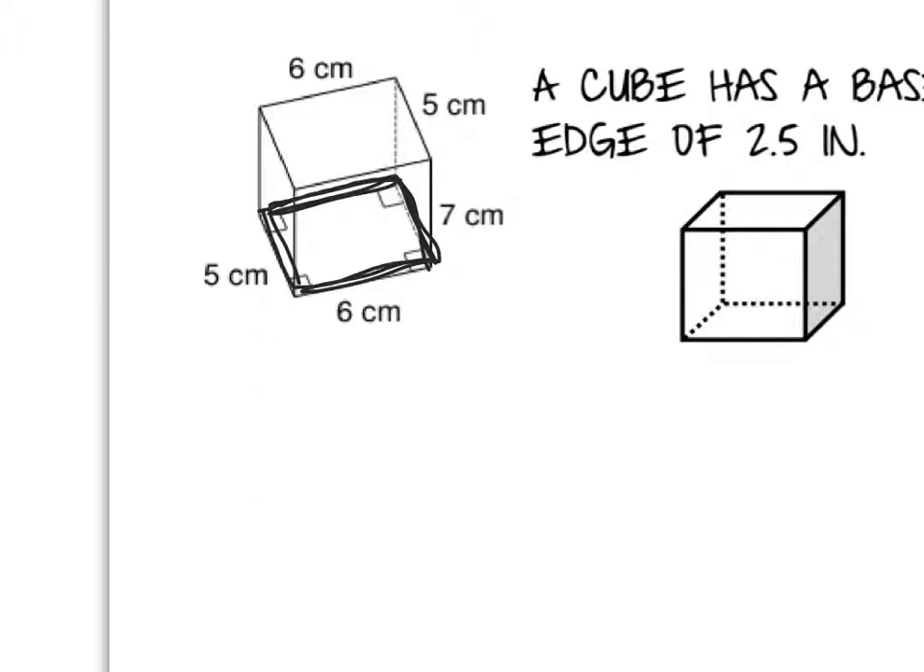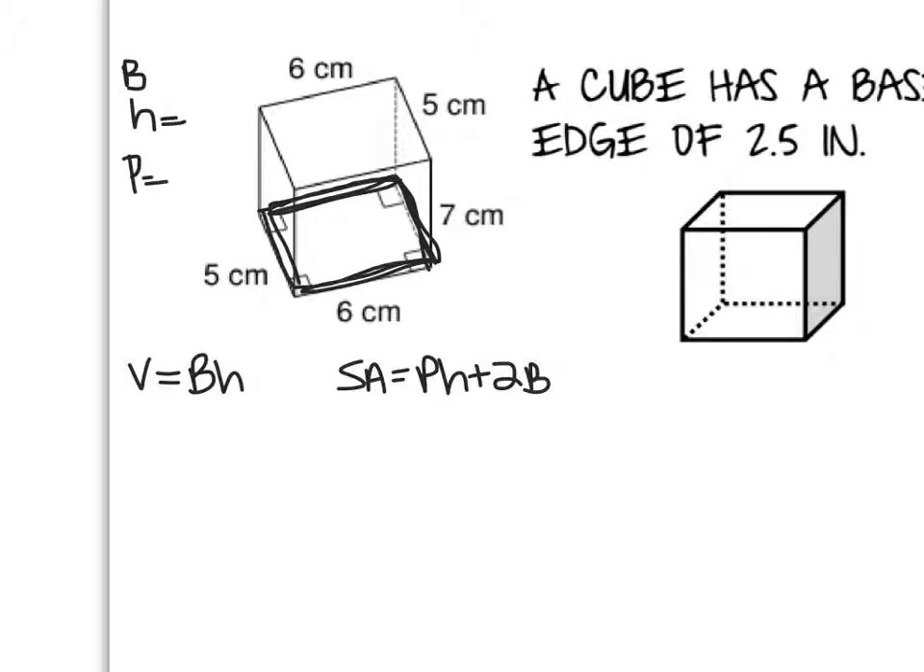Now on a rectangular prism, I could really choose any side to be my base. So I am just arbitrarily choosing the one with the 5 and the 6. And then I'm going to look at my two formulas, which are volume equals area of the base times height, and surface area is perimeter times height plus 2 times base. Look at all the information I need. I need area of the base, I need height, and I need the perimeter of the base.